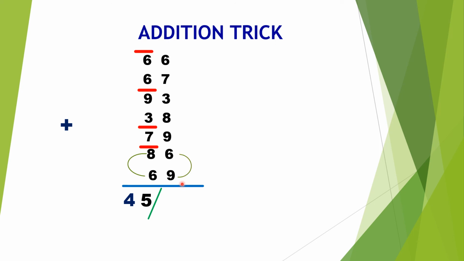Again start from bottom. 9 plus 6, 15. So 1 bar we'll take. Keep 5 in your mind. 5 plus 9, 14. So 1 bar. 4 plus 8, it is 12. 1 bar, keep 2 in your mind. 3 plus 2 is 5. 5 plus 7 is 12. So 1 bar, keep 2 in your mind. 2 plus 6 is 8. Now count the bars. 1, 2, 3, 4. So 48. Now we will use the balancing rule.